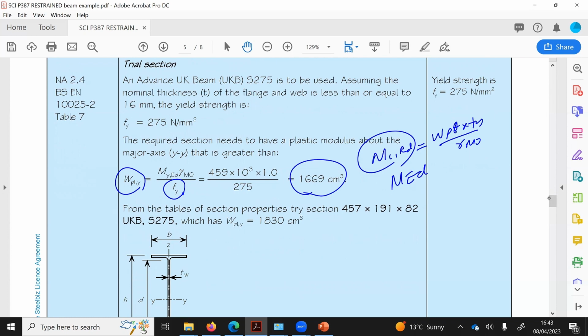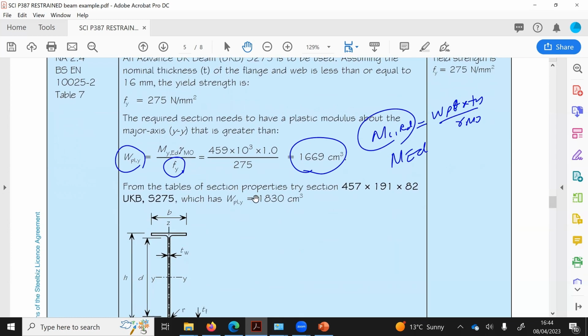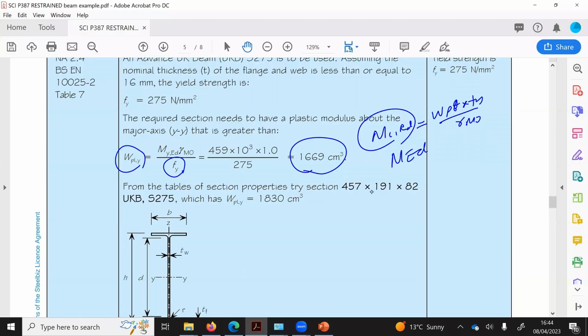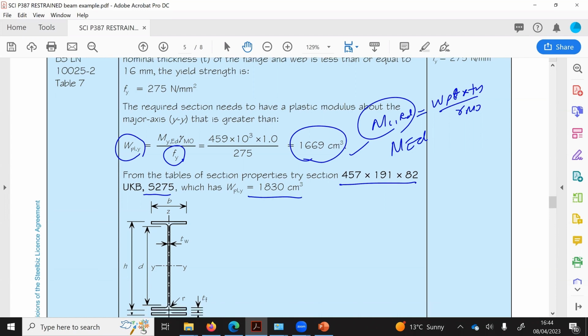Now we have to go to section table to see which section has WPL greater than 1669. Here you have to choose plastic section modulus in YY direction. The beam is loaded on its major axis direction. So this is 1830, which is greater than our required section modulus 1669. So we choose this trial section 457x191x82 S275 steel with provided WPL as 1830.